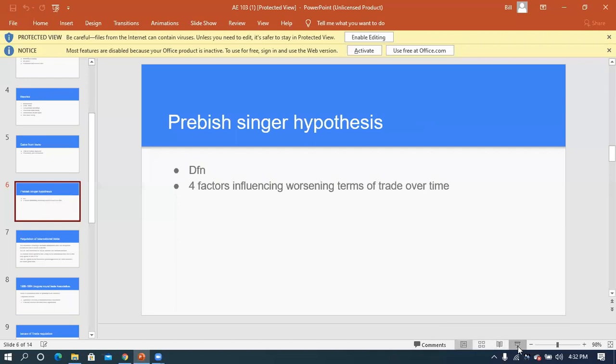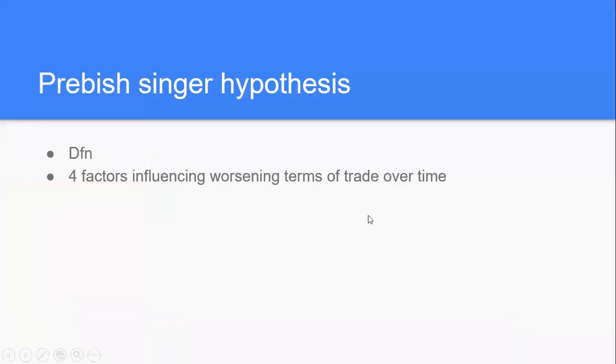Okay, let's continue. Now, there are 4 factors that are influencing the worsening of terms of trade. The first factor I've talked about is low income elasticity of demand for raw materials and primary products that dominate the bulk of exports by the developing countries. For instance, if a developing country wants to export products from here to Germany, we are exporting products in the form of raw materials, okay?